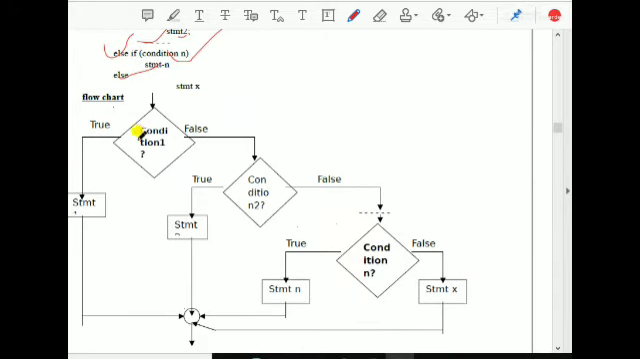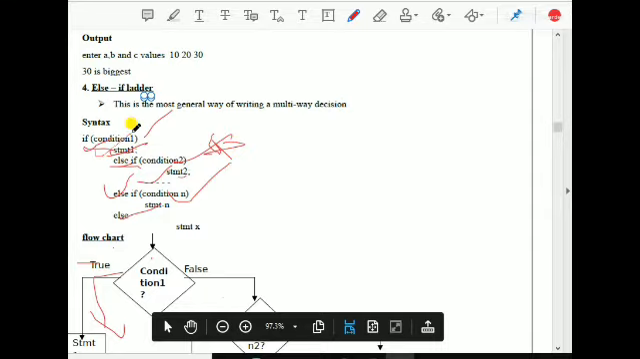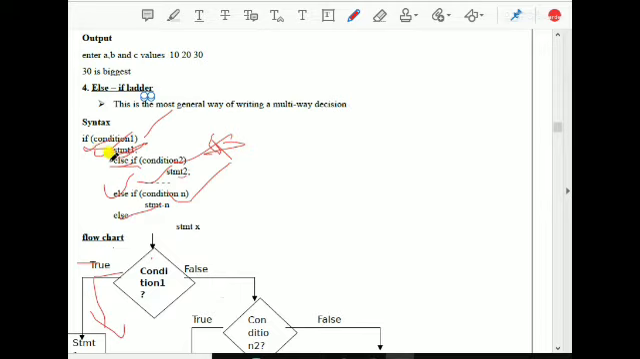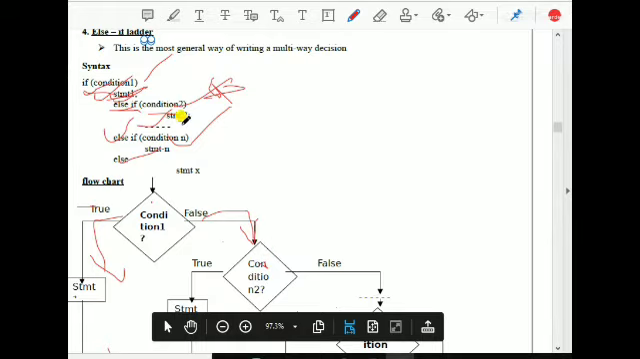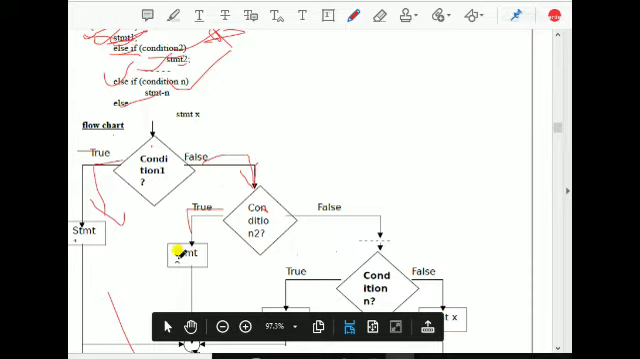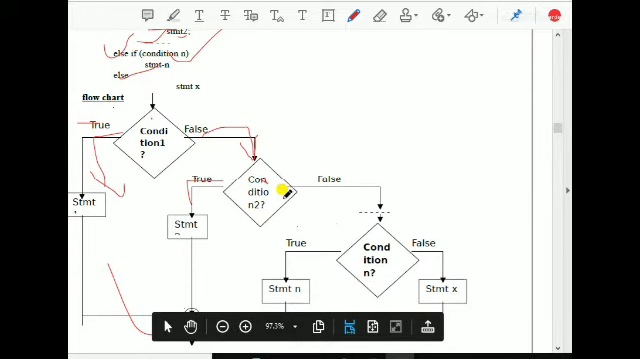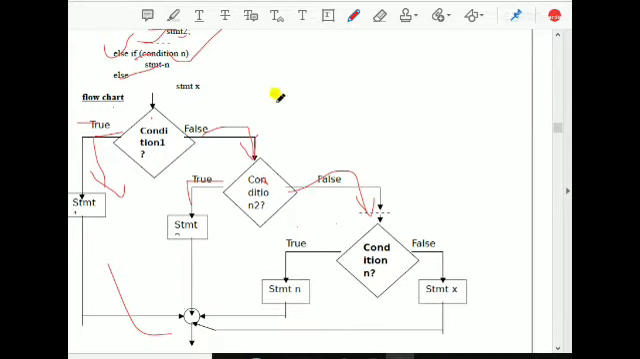And here also the flowchart is easy, right? See here, if the condition is true, directly the statement executes and the program exits. Else, if the condition is not true, then again we are checking one condition. If it is true, then we go with true, the statement runs, and the program ends. If it is false, then it will go with the second condition.